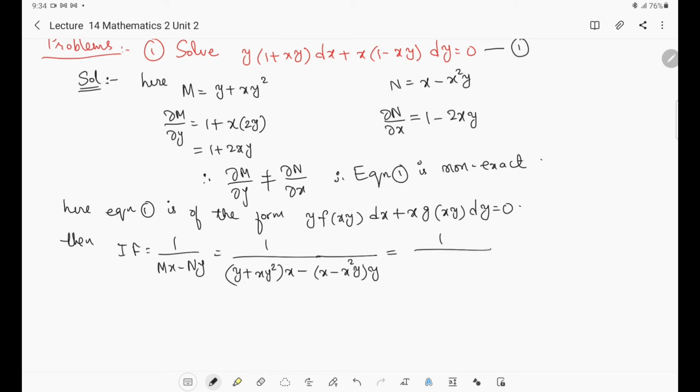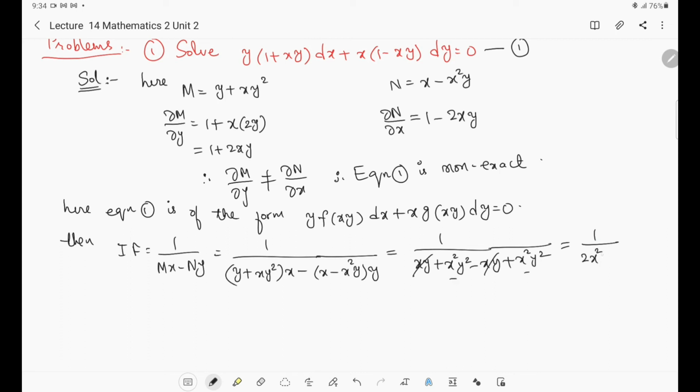Simplify this, and what we will get is 1 by xy plus x square y square minus xy plus x square y square. Now this plus xy minus xy will get cancelled. So what will remain is 1 by, here one x square y square is there, here one more x square y square is there.